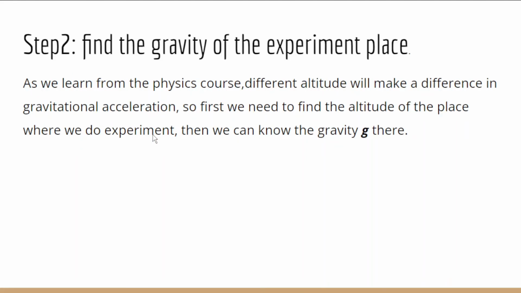Step 2. Find the gravity of the experiment place. As we learned from the physics course, different altitudes make a difference in gravitational acceleration. So first, we need to find the altitude of the place where we do the experiment. Then we can know the gravity G there.